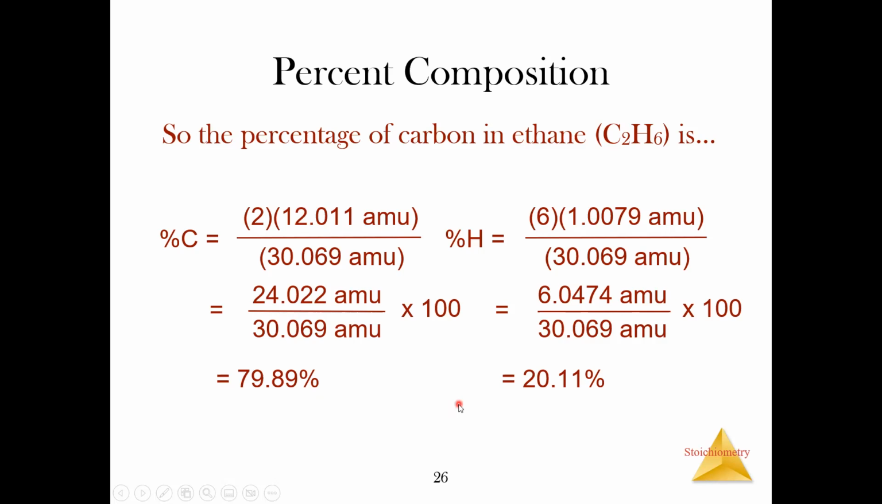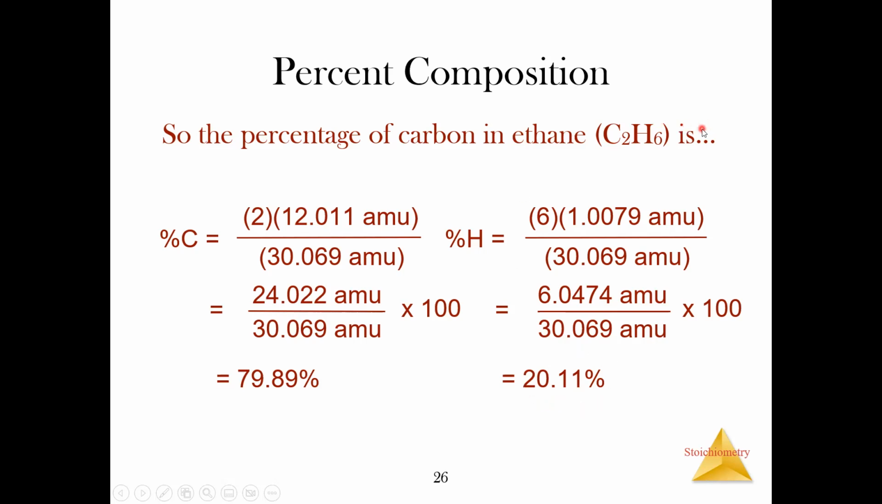But with this one, remember the percentages are going to have to add up to 100. So if we know all of the pieces but one, so in this case, if we know just one of the elements, we can know the other because we can just do 100 minus whatever that first one is. So in the case of hydrogen, we would do 100 minus carbon. So 100 minus 79.89 would give us 20.11.